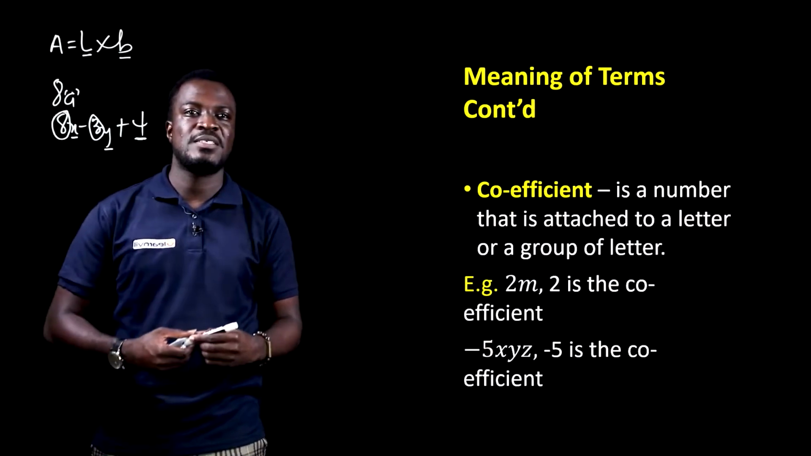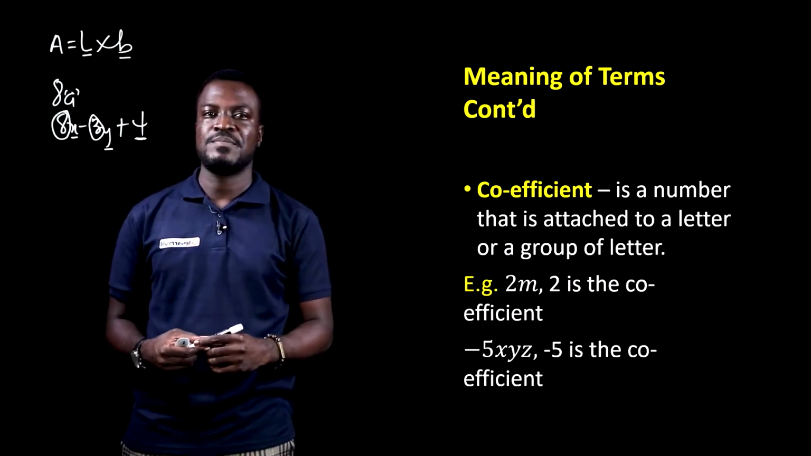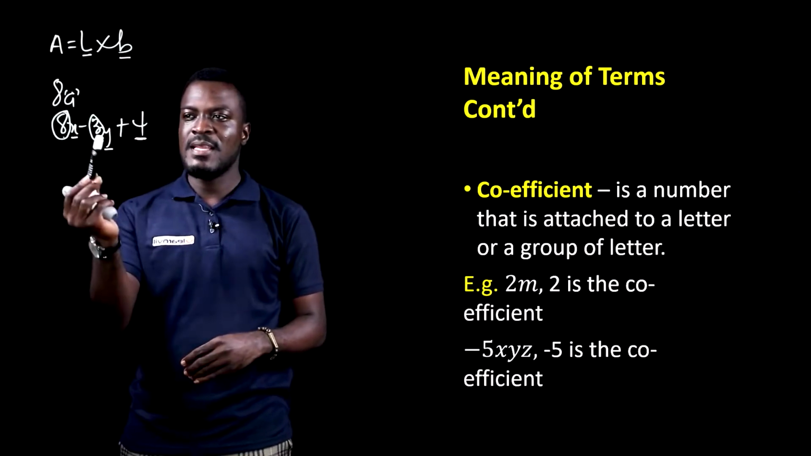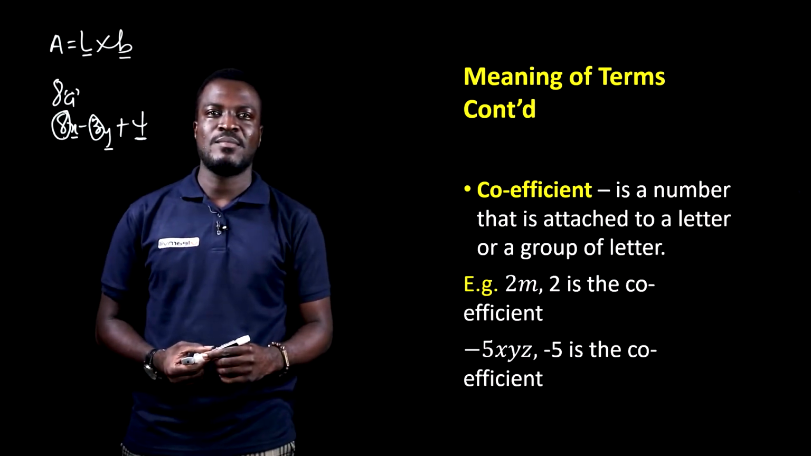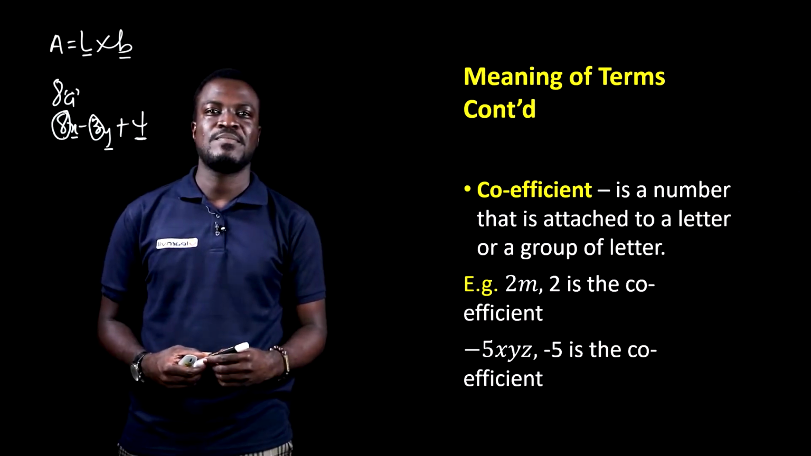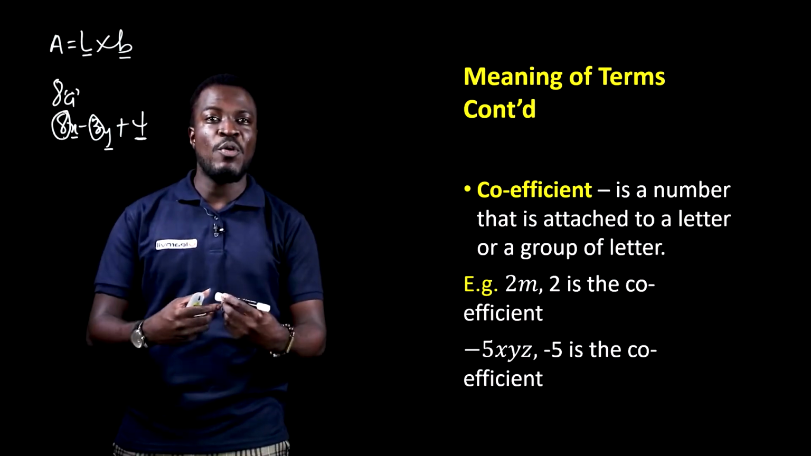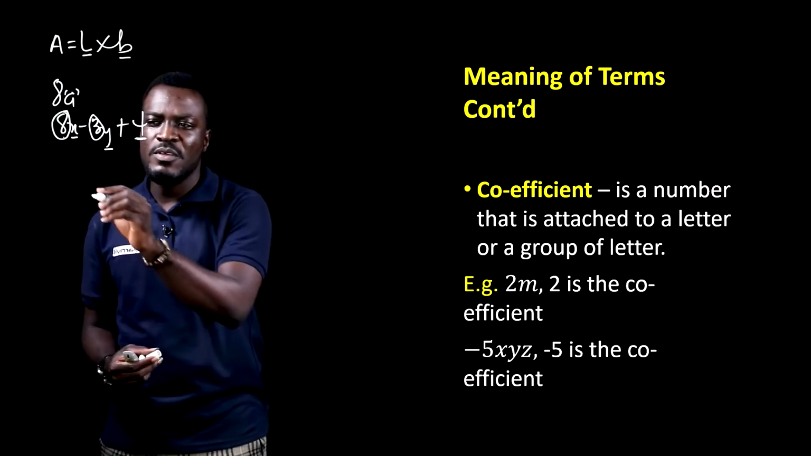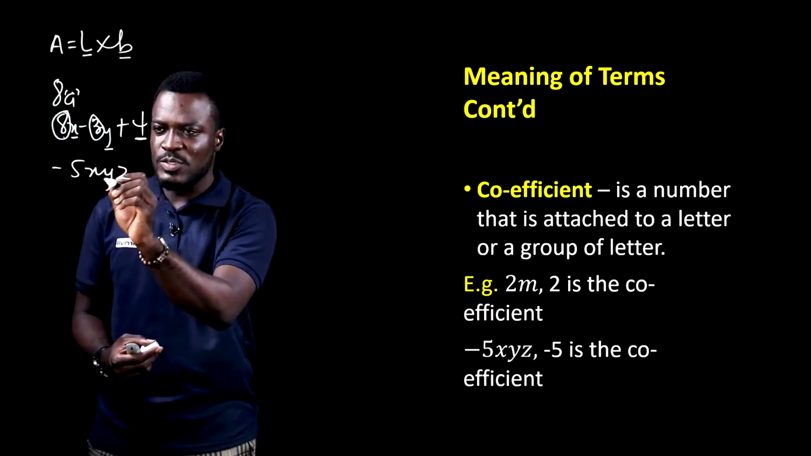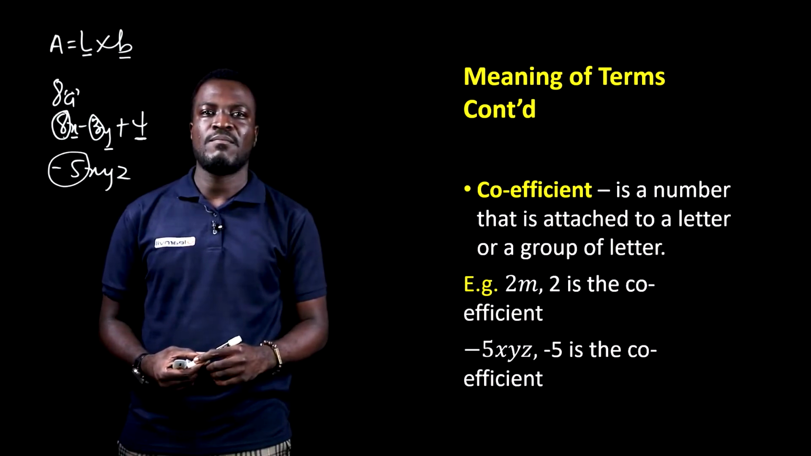They are called coefficients. A coefficient is a number that is attached to a letter or group of letters. So we can say that 8 is the coefficient of x, and then negative 3 is the coefficient of y. I hope you understand. So coefficients are attached to variables or letters. And then we also made mention that they can be attached to a group of letters. So if you have negative 5xyz, these are a group of letters. So the negative 5 here becomes the coefficient of xyz. I hope you understand.